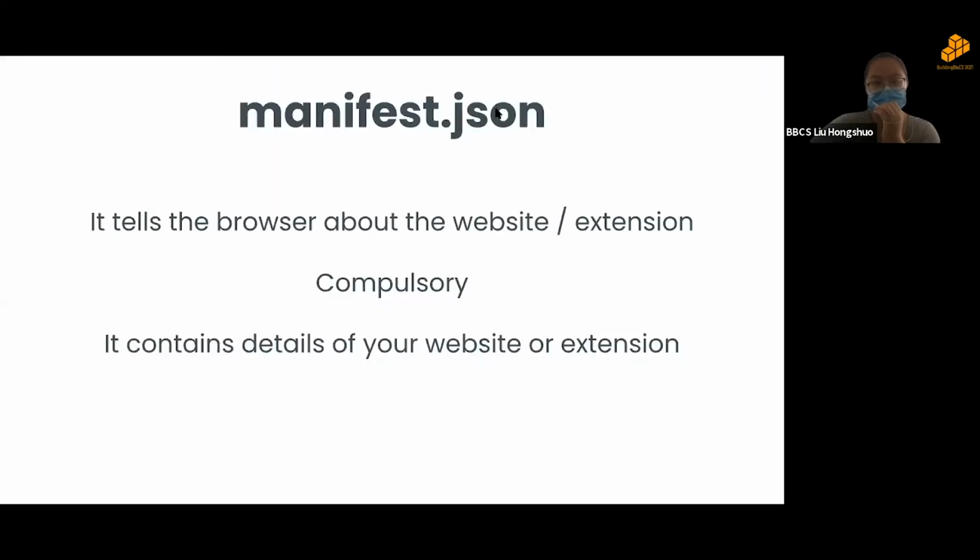Okay. So for manifest.json, as I mentioned earlier, it tells your browser about your extension, and it's compulsory to have it while developing your extension, because only then you can add your extension to your browser. It contains just the details of the extension. I think you will see it when I'm doing the live demonstration.